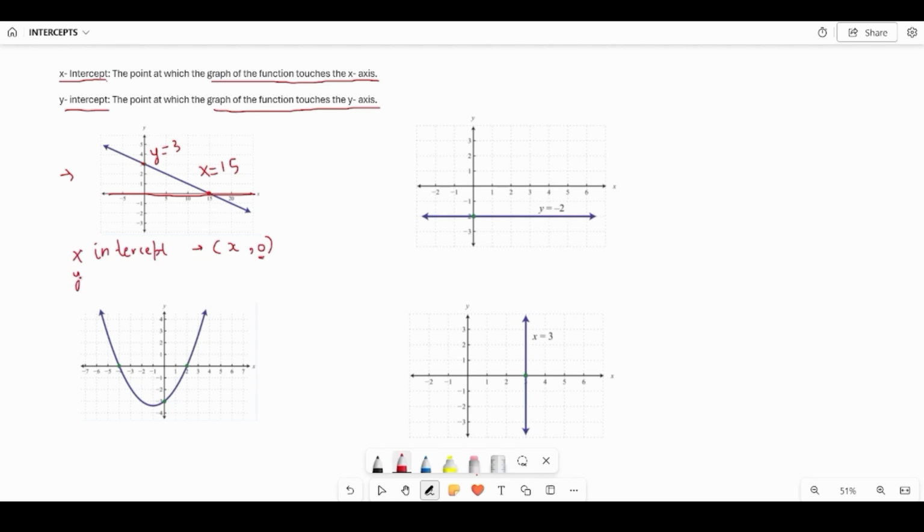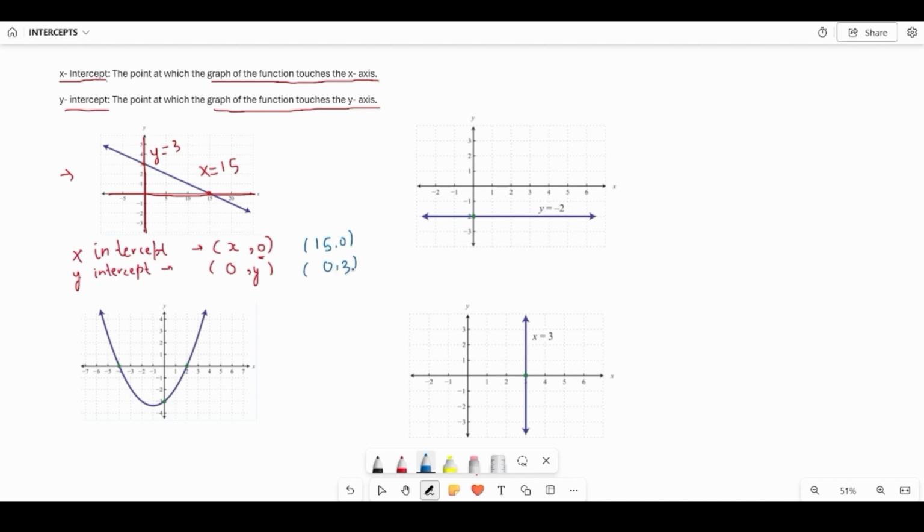Similarly, when we are talking about the y-intercept, as we have discussed, it is a point that lies on the y-axis. And you can see on the y-axis, the x-coordinate is always 0. That's why the ordered pair of y-intercept will be (0, y), where y will again be the point at which the graph is touching the y-axis. So according to the example that we did, its x-intercept in the ordered pair will be (5, 0) and its y-intercept in the ordered pair will be (0, 3).